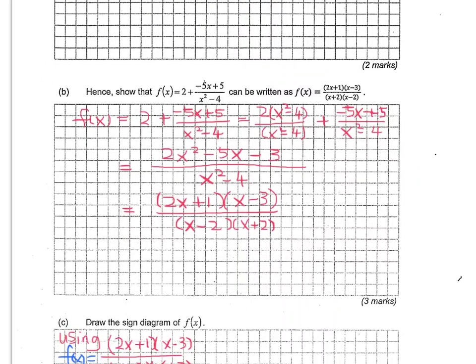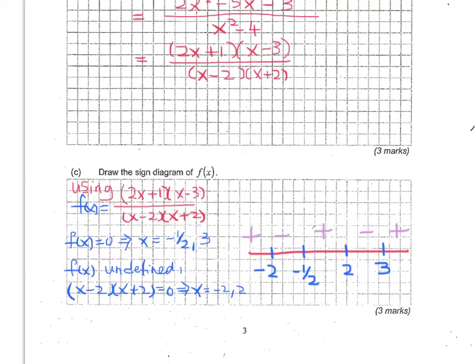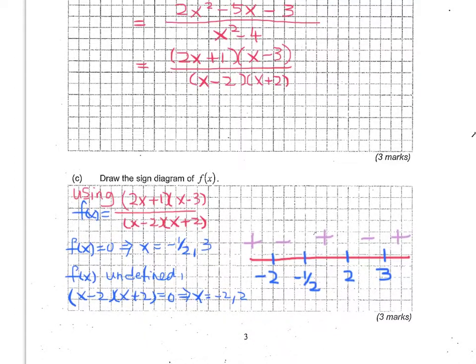And in part C, you're being asked to draw the sign diagram. Now, in drawing a sign diagram, you need to find all the critical values. The critical values are when the function is 0, so you set this whole thing to be 0, and you find all the values causing the function to be 0. So you have negative half and 3 from here, from the top, the numerator.